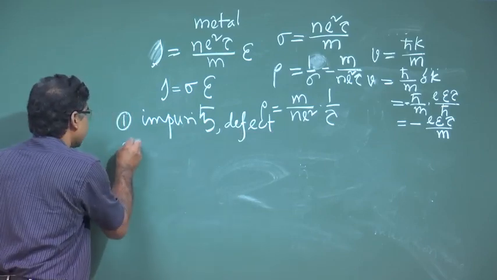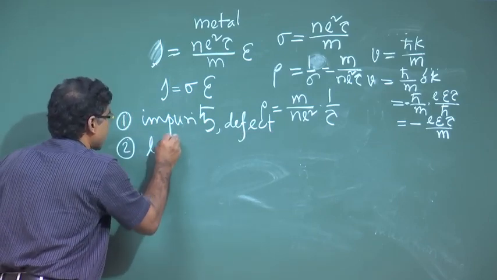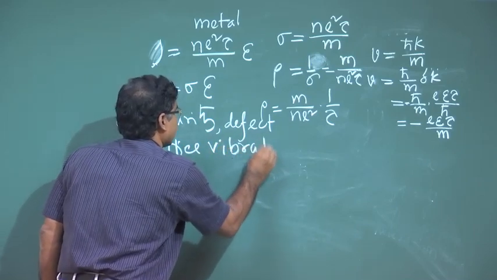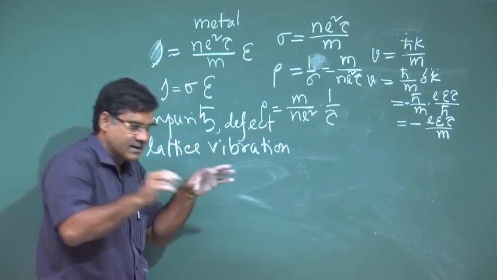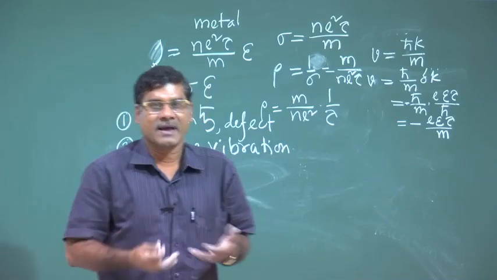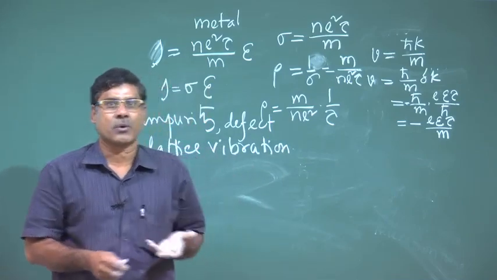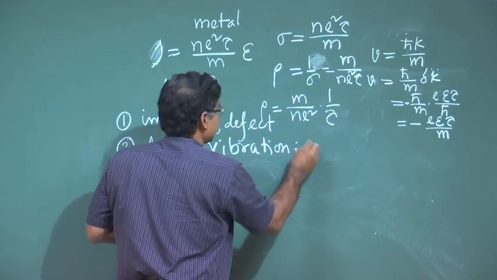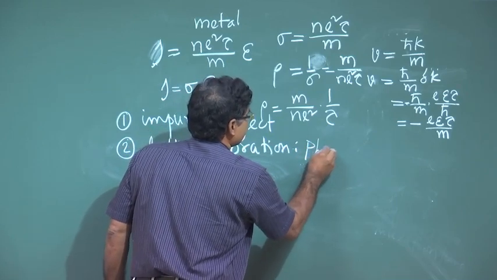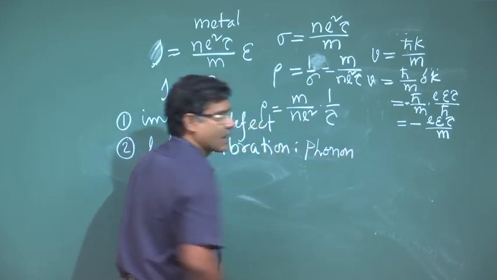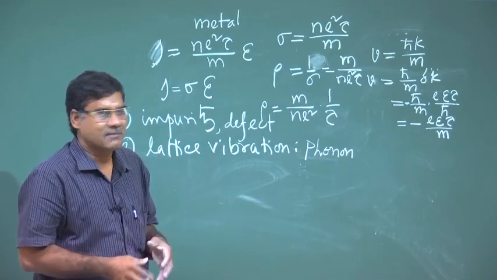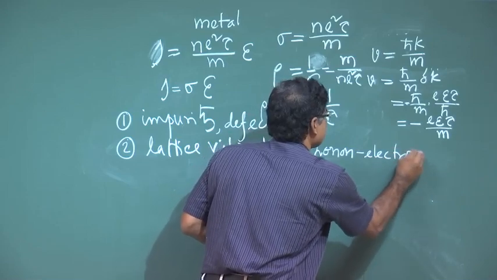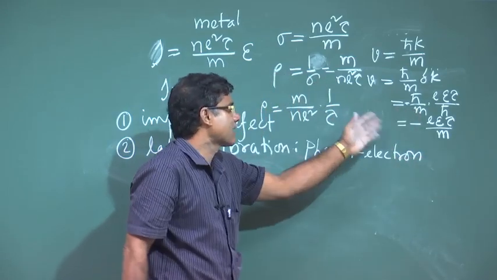And another is the lattice vibration, okay. Lattice vibration is a quantized term, equivalent to phonon. So, here basically we say that lattice vibration gives phonon, okay. We can describe it in terms of phonon. So, that is phonon carrier electron scattering. So, this is another source of scattering, okay.